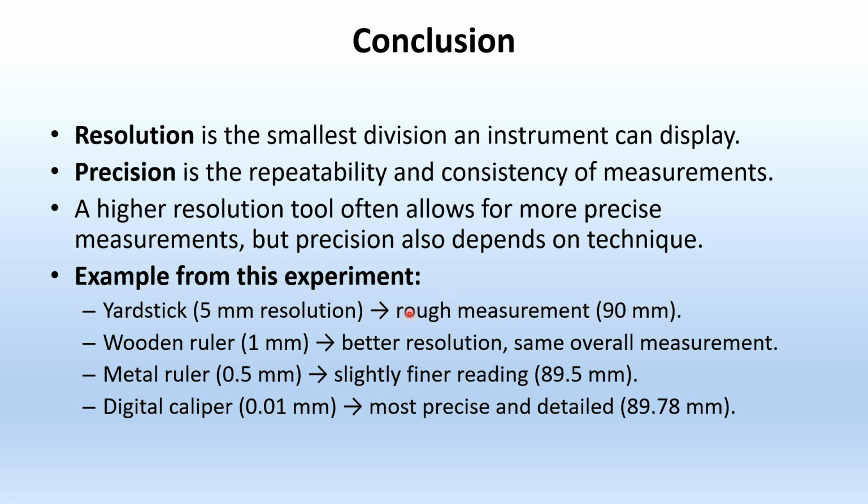So in this example, I had a yardstick with 5 millimeter resolution. I got a rough measurement of 90 millimeters. I switched to a 1 millimeter resolution ruler, got a little better resolution, but it was still 90 millimeters. I couldn't tell the difference. And then on the 0.5 millimeter resolution metal ruler, I came up with 89.5. And then with the digital caliper with a 0.01 millimeter resolution, I got my most precise measurement, and I came out to 89.78.